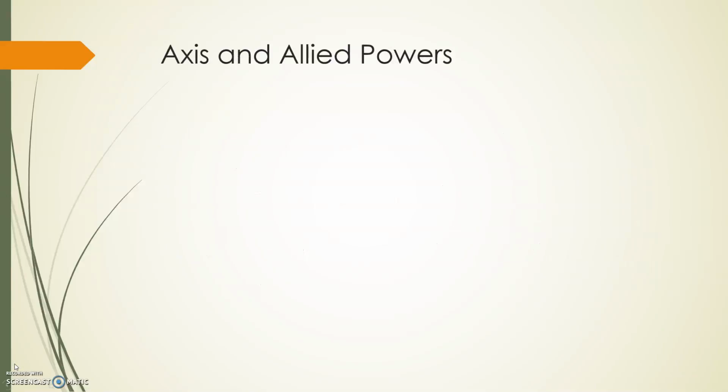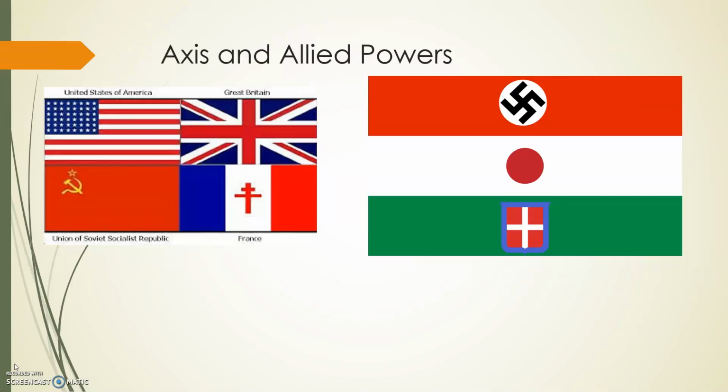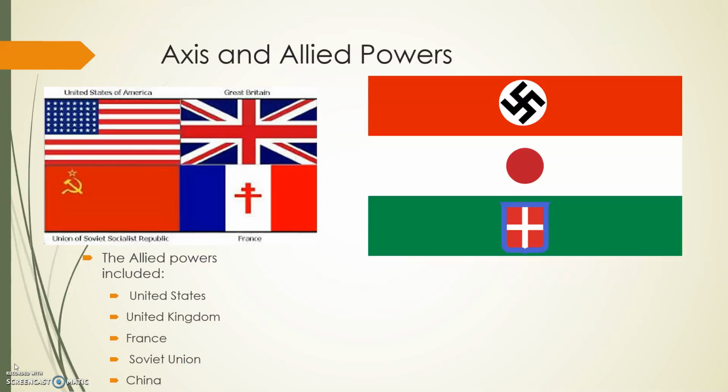In World War II, there were two sides known as the Axis and the Allied powers. As you can see through the pictures, there was Nazi Germany, Japan, and Italy for the Axis powers, and for the Allied powers, we had the United States of America, Great Britain, the Soviet Union, and France. China was also an Allied power, but they didn't play a huge role in World War II, so in this picture they were not included, but I figured that I would list them here just because.